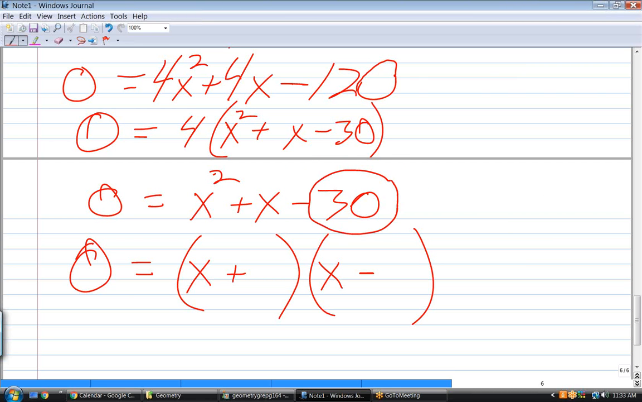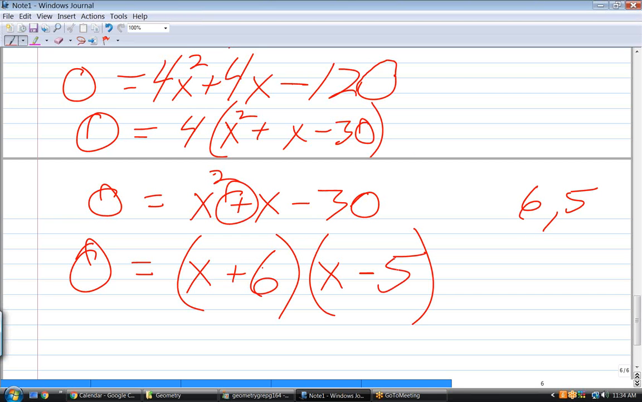I'm looking for factors of 30, 6 and 5, that subtract because of that minus sign. Coefficient 1. Well, perfect. 6 and 5 subtract to the number 1. But now I've got to figure out where the 6 goes and where the 5 goes. Okay. The larger of the factors goes with the sign of the middle term. Gotcha. So it'd be x plus 6 and then... Yeah, you were close. You had x plus 5 times x minus 6.